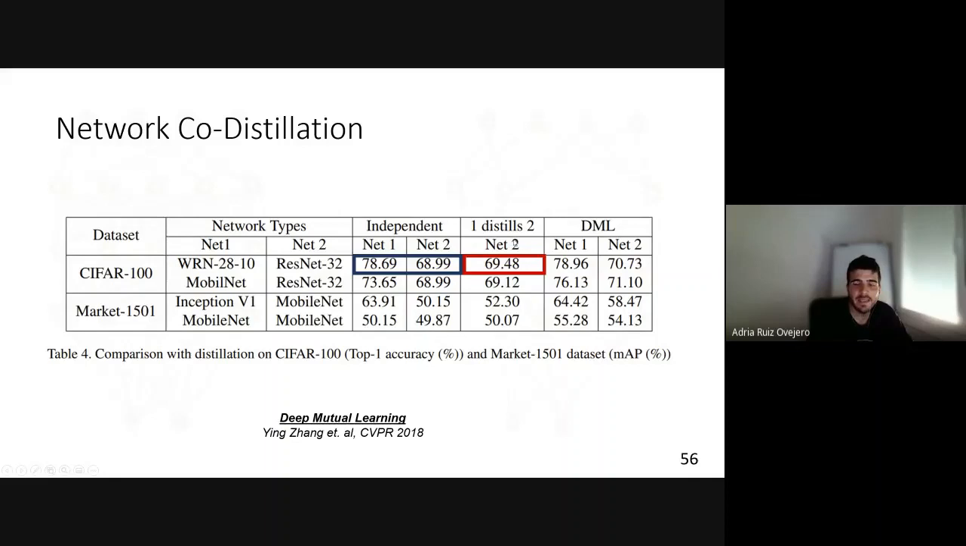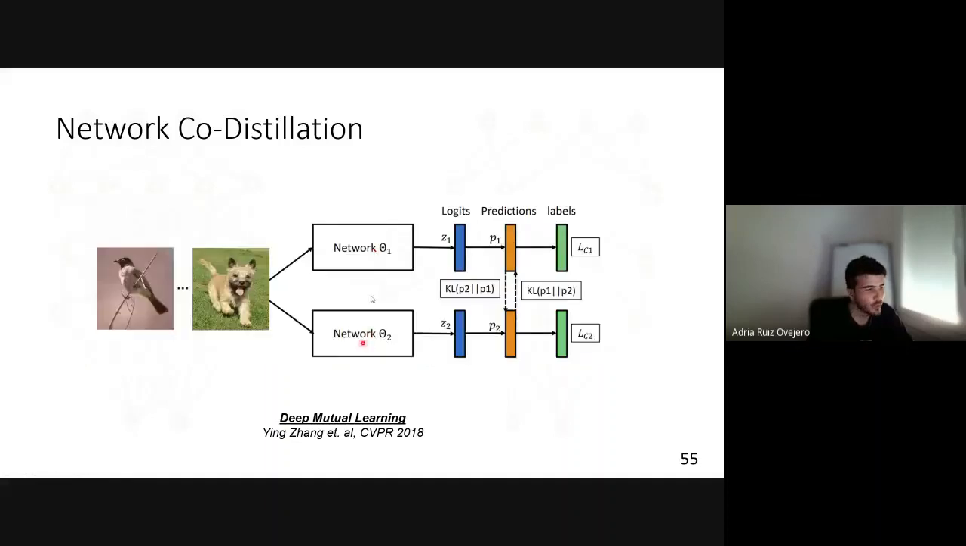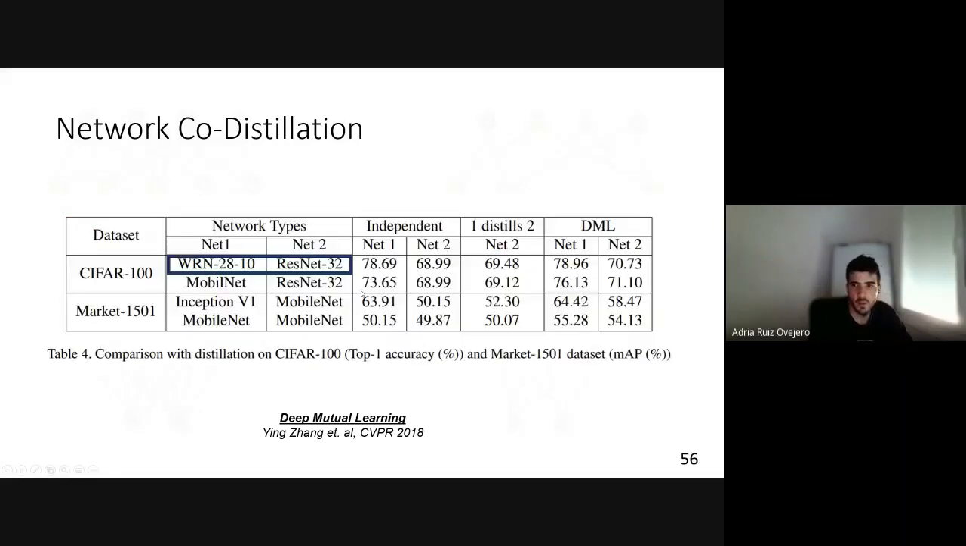But if instead you apply co-distillation, which is this idea that I mentioned, that both networks are learning together and there's no notion of teacher and student, we can see that we improve a little bit the performance of the bigger network. That was not really expected, but you can also increase by a lot the performance of the smaller network, even much more than when you were using standard distillation.